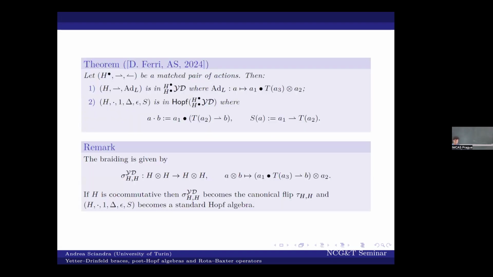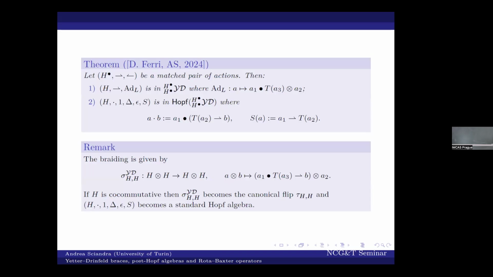Okay, and we are able to prove that if we start with a matched pair of actions, and we keep the left action and define the adjoint coaction, which goes into H bullet, which has antipode T, then this is a Yetter-Drinfeld module.